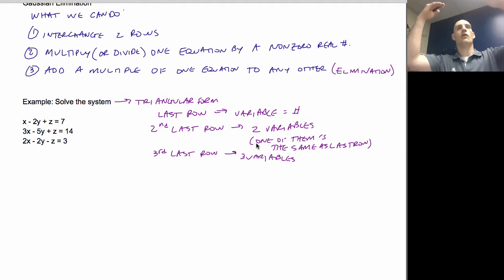Okay, and so it's going to keep going up and up from there. But this is going to be our basic framework for what we're going to do here. So how do we do it? How do we get to this point?